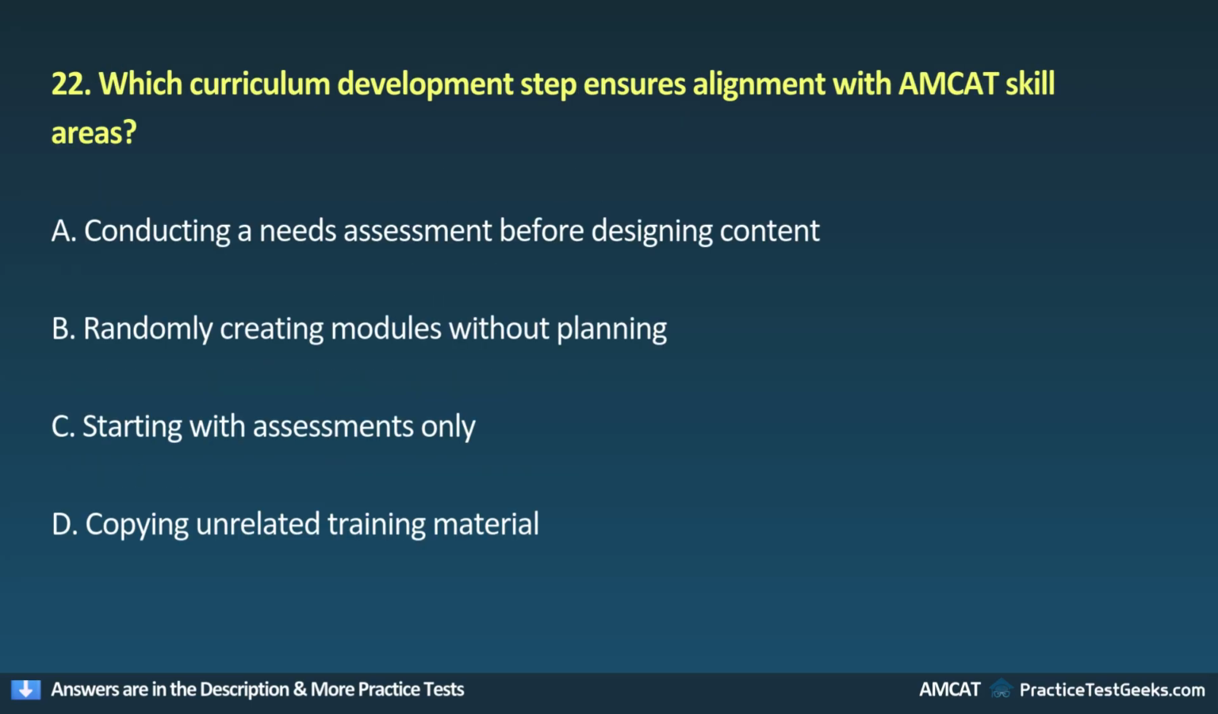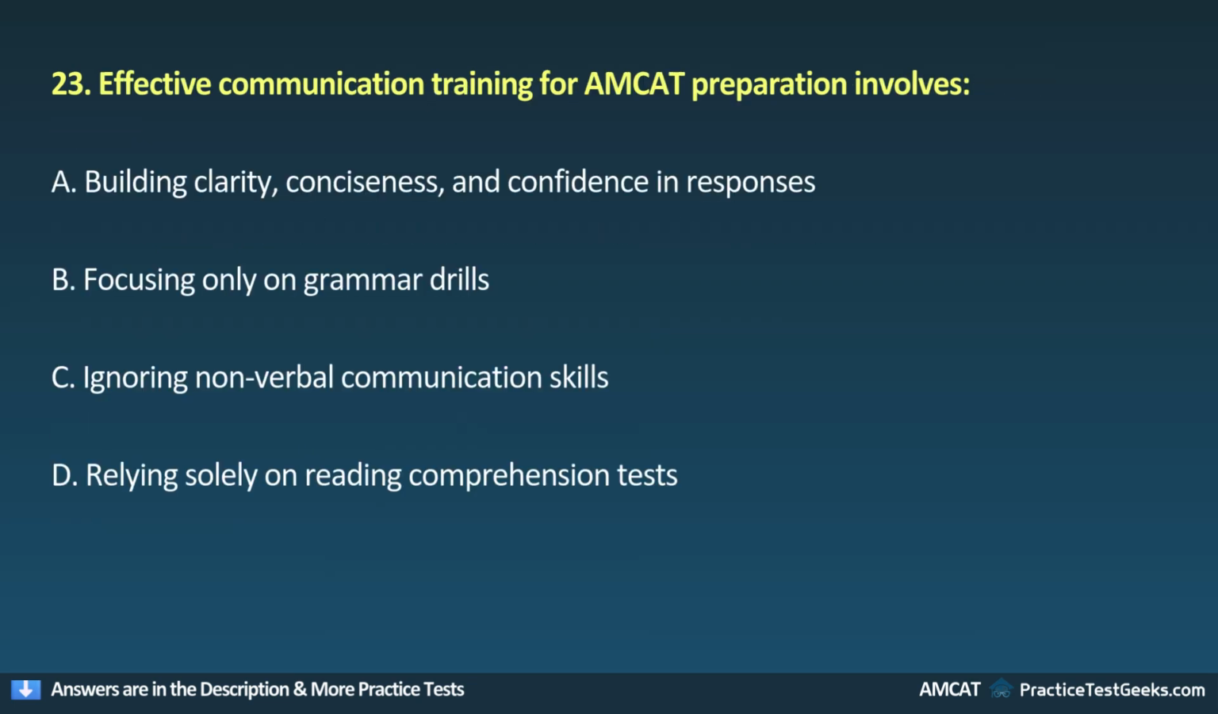22. Which curriculum development step ensures alignment with AMCAT skill areas? A. Conducting a needs assessment before designing content. B. Randomly creating modules without planning. C. Starting with assessments only. D. Copying unrelated training material.